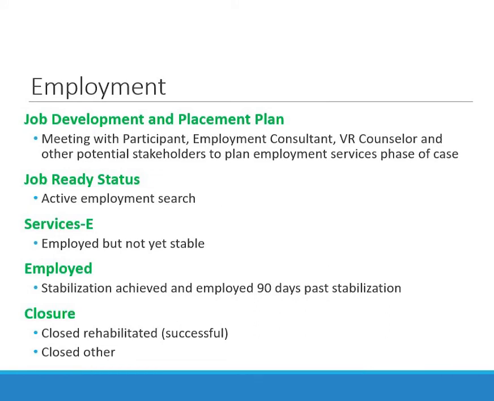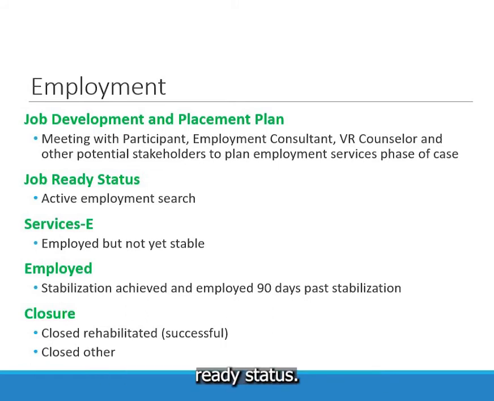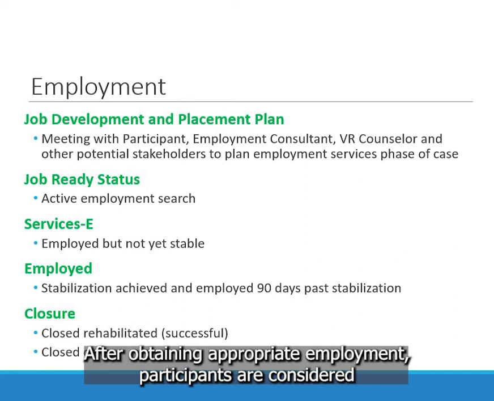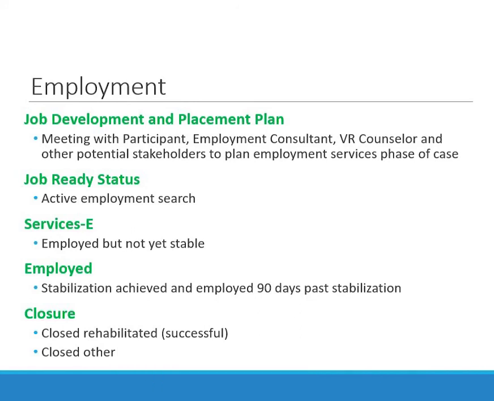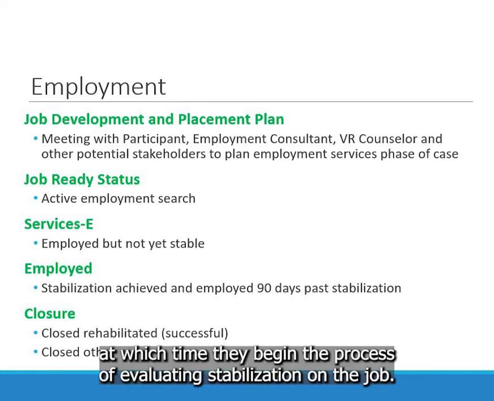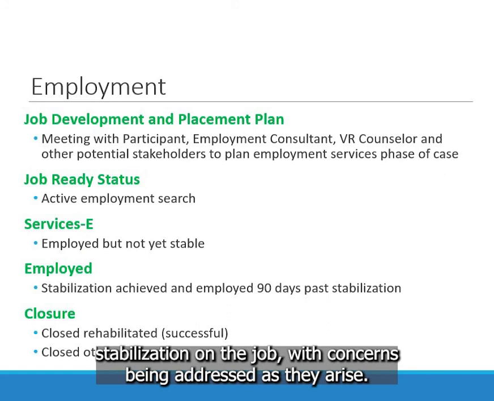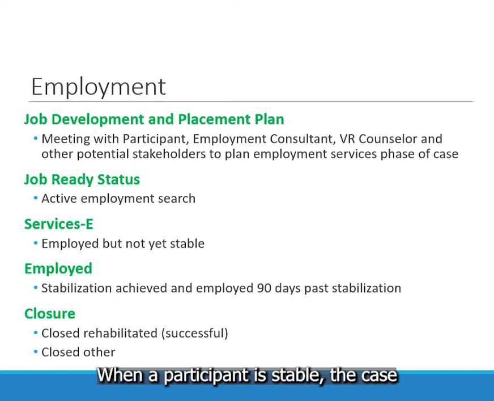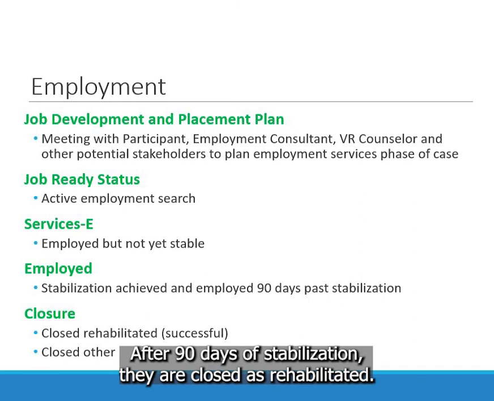the process. When participants are looking for work, they are considered to be in job-ready status. After obtaining appropriate employment, participants are considered to still be in services status, Service E, for employed, at which time they begin the process of evaluating stabilization on the job. Additional services are provided by VR and CRPs in order to establish stabilization on the job, with concerns being addressed as they arise. When a participant is stable, the case management system labels them as employed. After 90 days of stabilization, they are closed as rehabilitated.